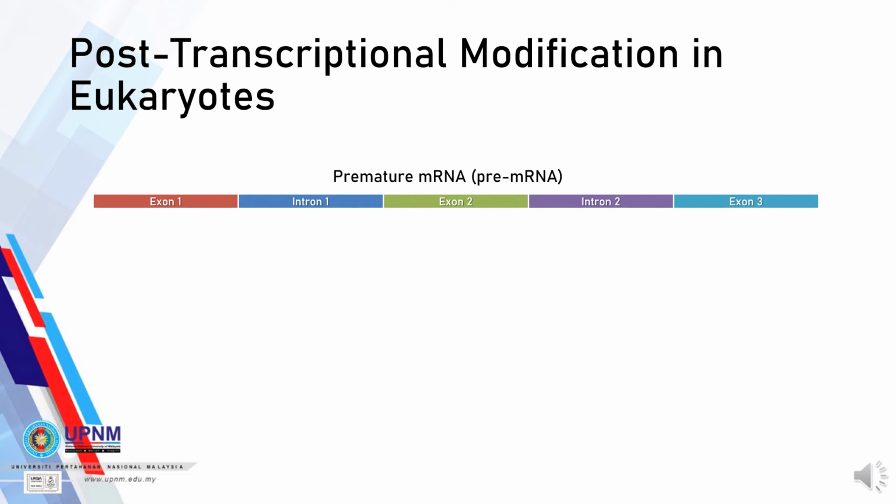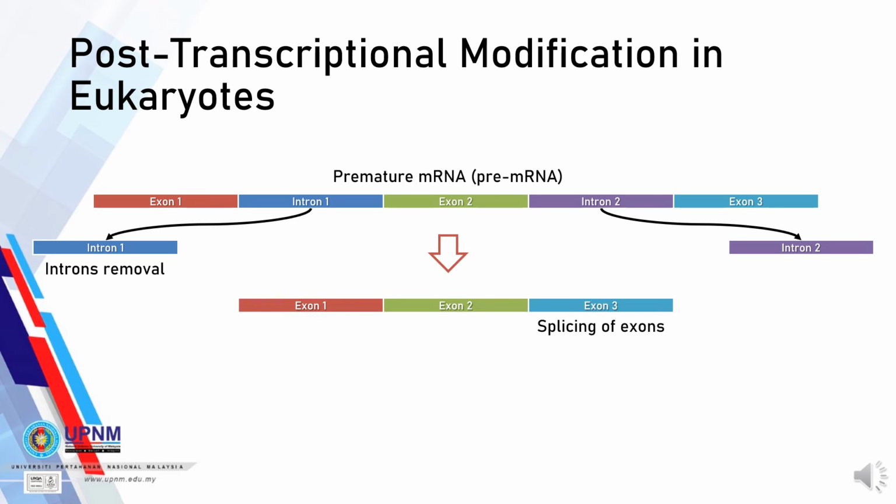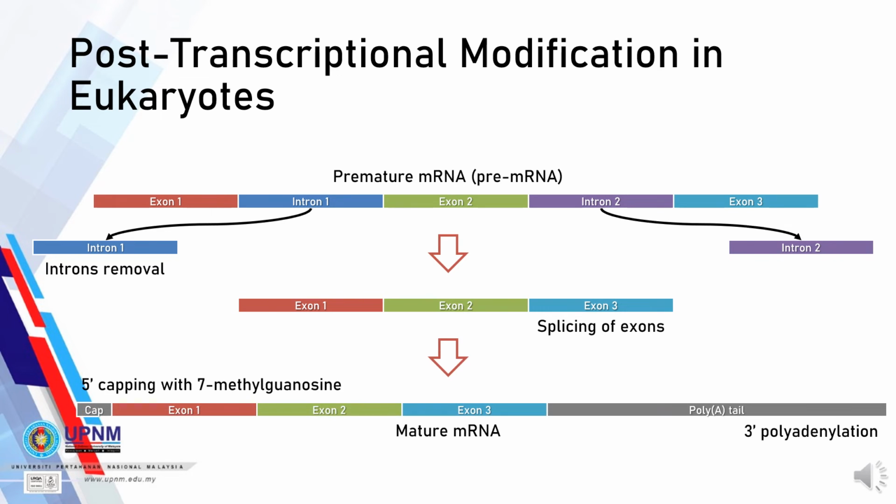As for eukaryotic mRNA, several post-transcriptional modifications will occur. These include removal of introns and splicing of exons. Introns are non-protein coding sequences in between protein coding sequences of exons. Eukaryotic mRNA will also be stabilized by addition of 7-methylguanosine cap at the 5' end and polyadenylation, or poly-A tail, at the 3' end. These modifications transform initial mRNA transcript into a mature mRNA.